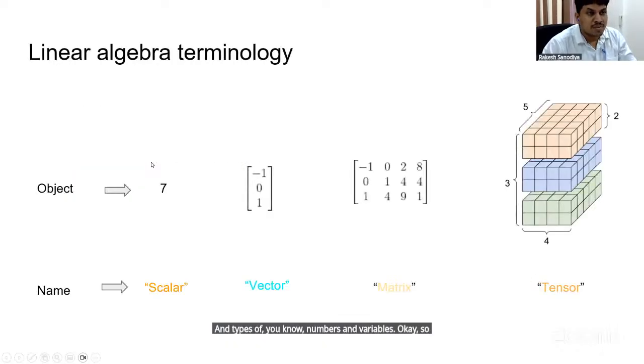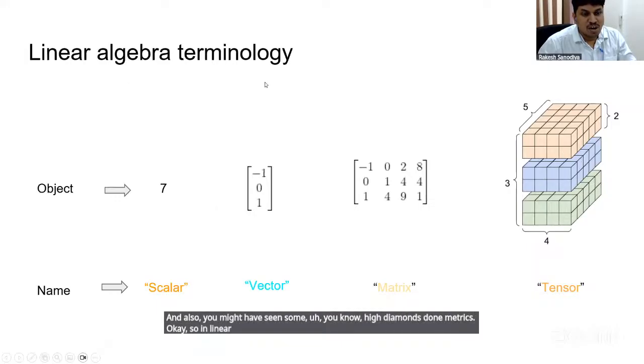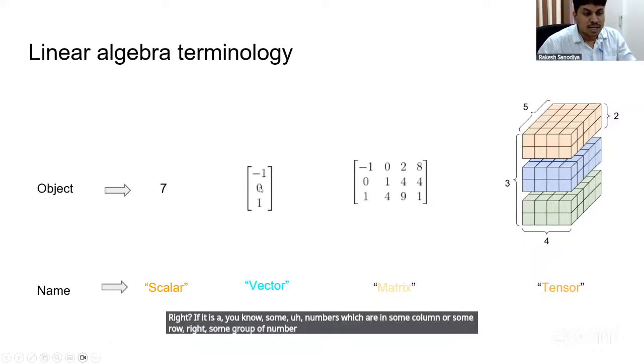So, linear algebra terminology. You might have already seen a single number, a scalar, like 7. You might also be familiar with a vector, and the 2D matrix, and also some high dimensional matrix. In linear algebra terminology, if it is just a simple number, you call it a scalar. If it is a group of numbers in a column or a row, you call it a vector.